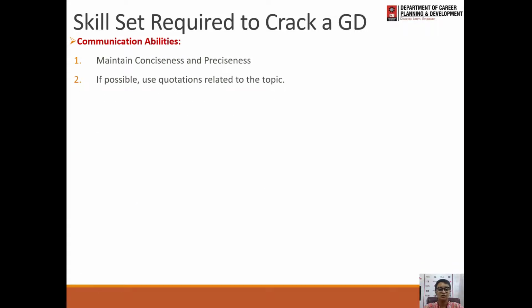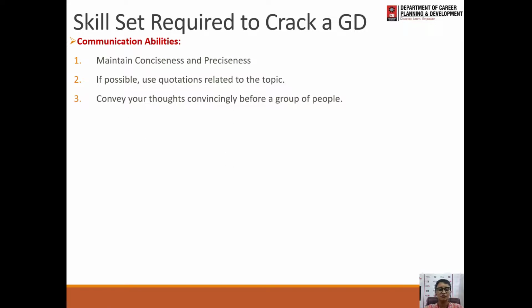And the second thing, if possible, try to use quotations related to the topic. This gives information to the moderator that yes, of course, you're a person who always keeps yourself connected with the current affairs or maybe with abstract kinds of topics, and you're in the habit of reading things related to current affairs and to improve your awareness and general knowledge.